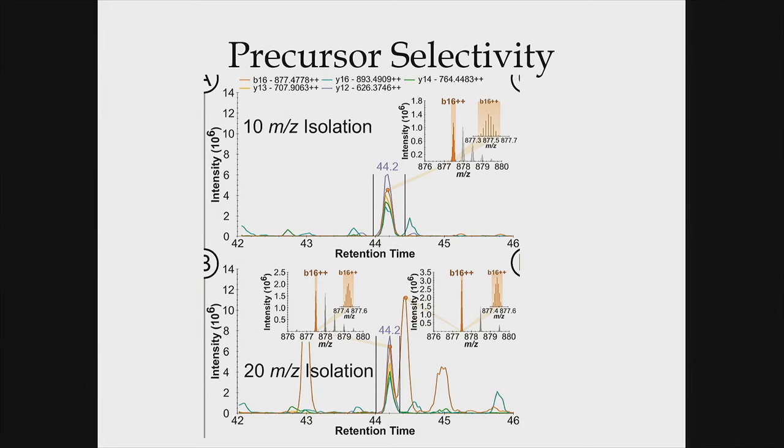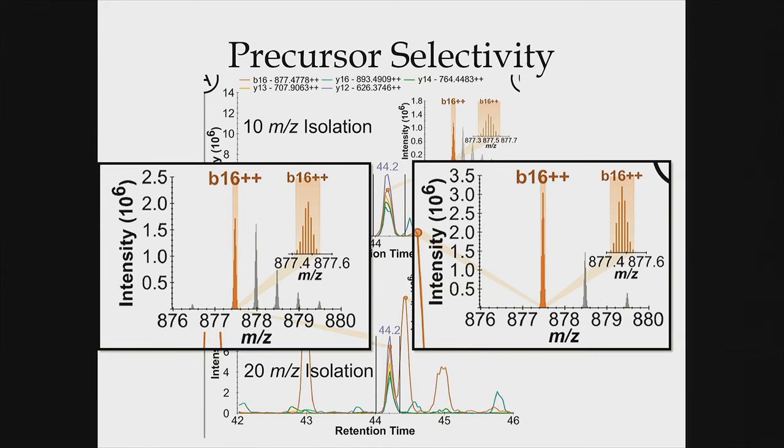Another really good thing to show here is that this happens both ways. With the 10 mass to charge wide isolation window, this is the same peptide in the same mixture, and we've got these clean chromatograms. And then with 20, we now have interference in the actual peak. So now this is going to impact our ability to do quantitation.